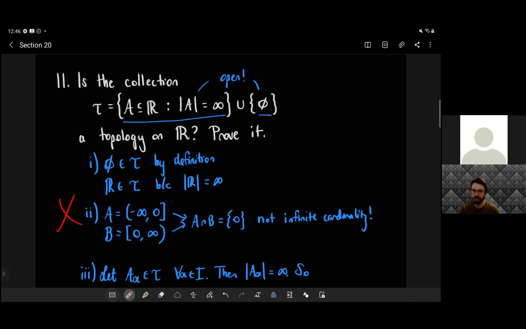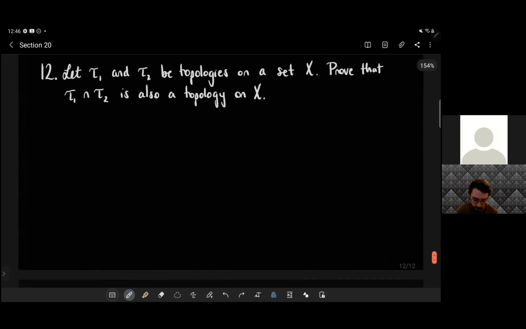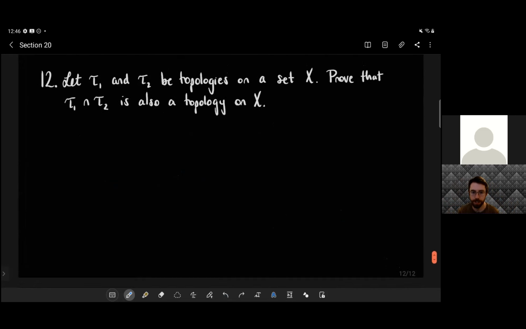I could have taken evens and odds and intersected them, or any two sets that are disjoint, and that would end up being empty, and empty is an open set, so that doesn't count. But something like this does, right? That has cardinality 1. And then last question: let tau1 and tau2 both be topologies, so they satisfy each of the 3 properties provided. Prove that their intersection is a topology.